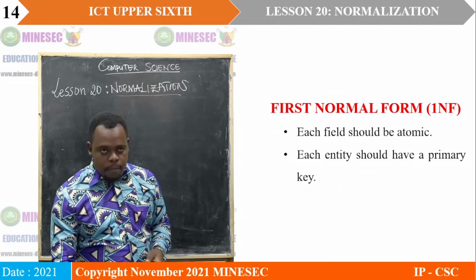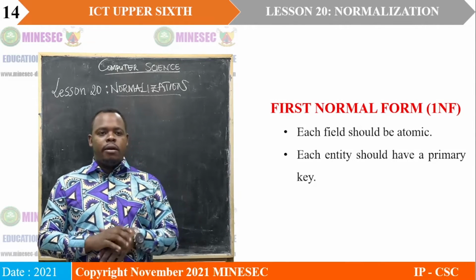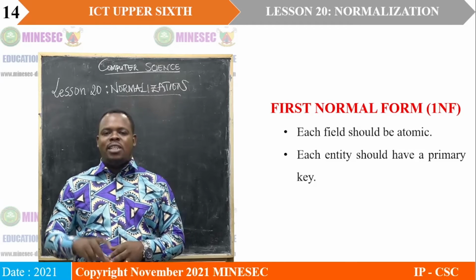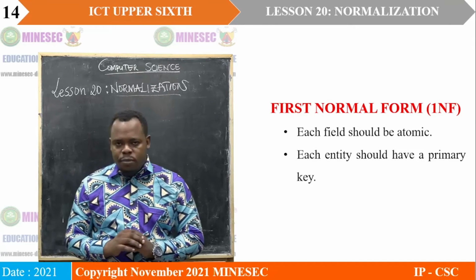The first normal form. For a table to be in first normal form, it is important to know that each field should be atomic. When we say each field should be atomic, it means what?